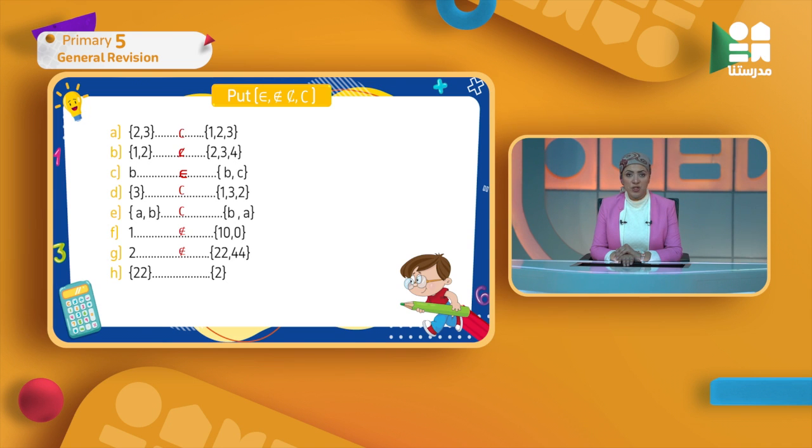Now letter H, I have two sets, then it is subset and not subset. And I'll check here. The first set is 22 and the second set is 2. Then the first set is not subset of the second set. Now let's move to another question.